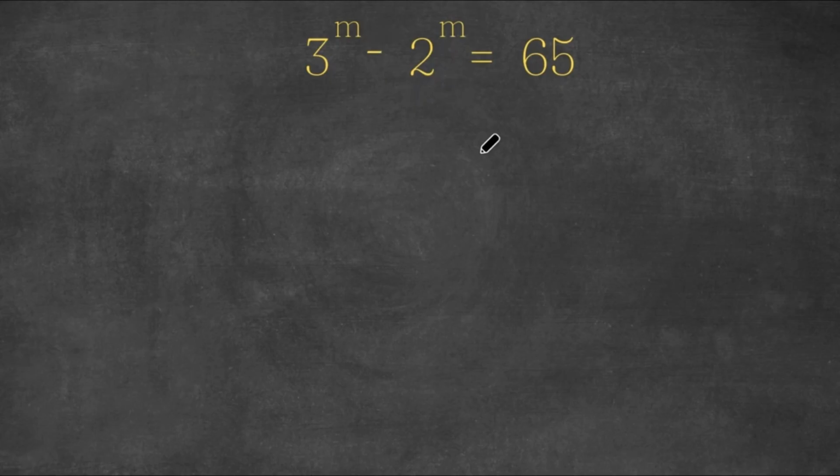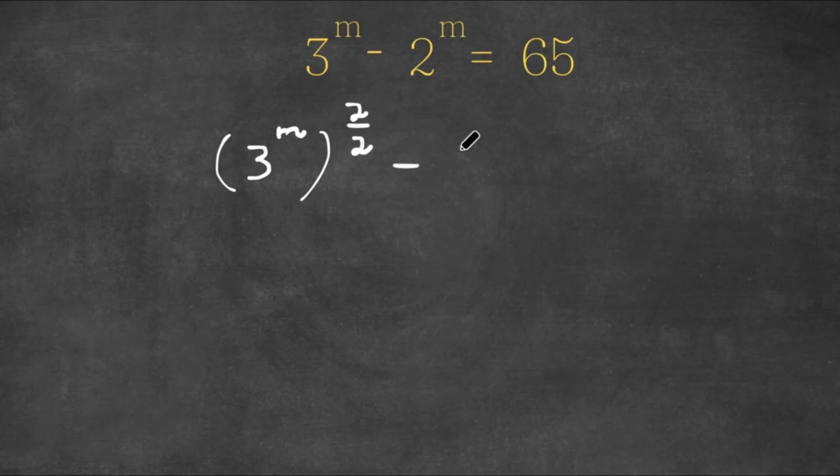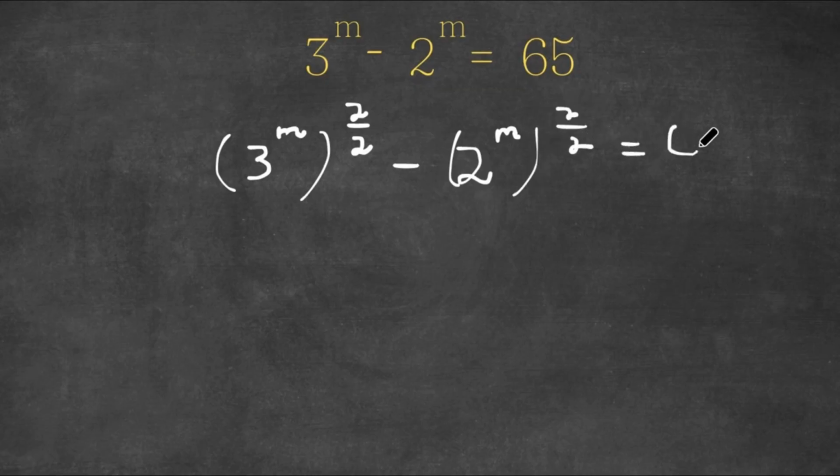So what I'm first going to do is rewrite this as 3 to the power of m to the power of 2 over 2. And 2 over 2 is simply just 1, so we have 3 to the power of m to the power of 1, which is the same thing as 3 to the power of m. So I'm not making any major changes here. And I'm going to subtract this with 2 to the power of m to the power of, again, 2 over 2. Now this is equal to 65.